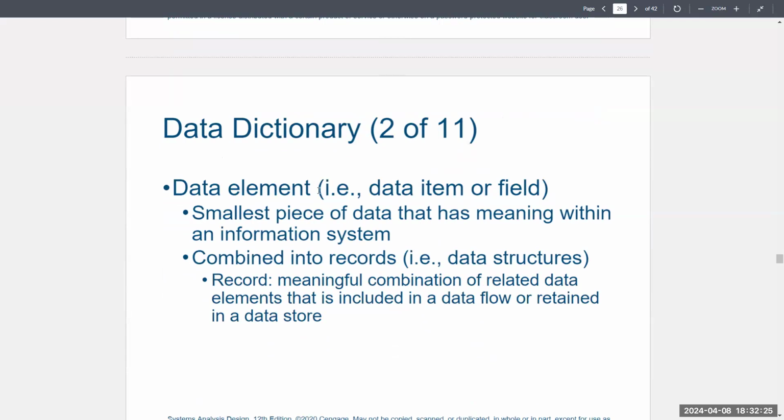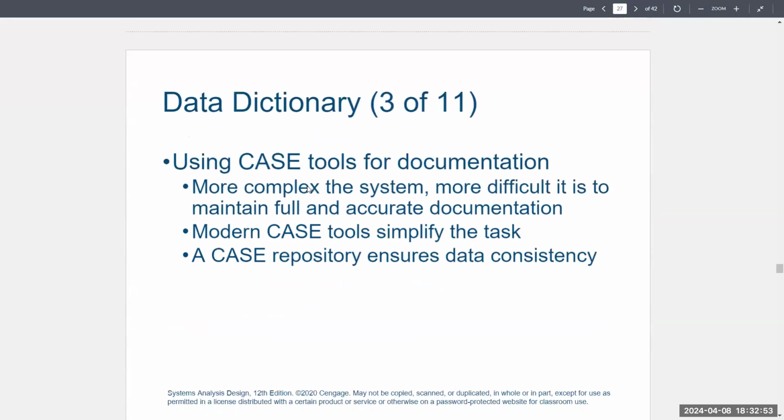And when you combine small pieces of data that are related to each other, that forms what's called a record, right? Meaningful combination of related elements, which in the case of a student record, first name and last name are individual data elements, but if you combine first name, last name, email, student ID, all of that, it becomes what's called a student record, a meaningful combination. And they can use all kinds of tools, right? As part of this data process modeling.